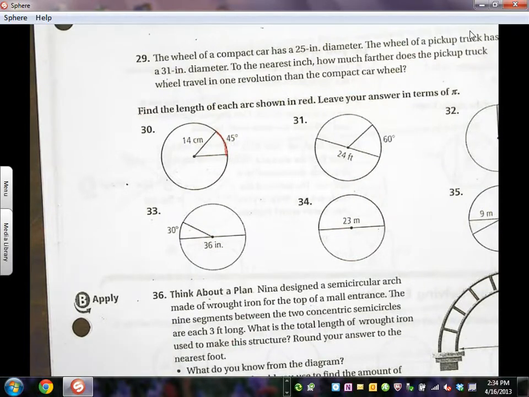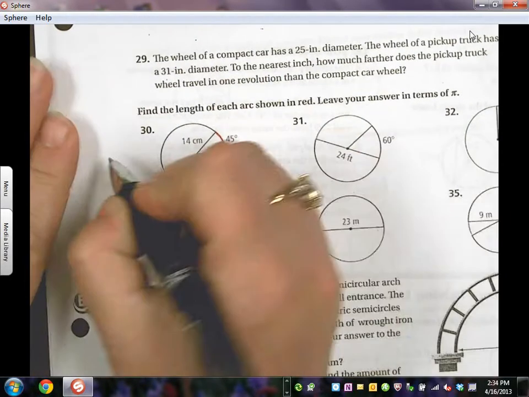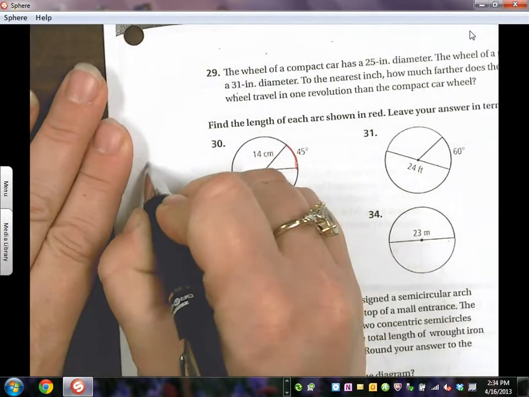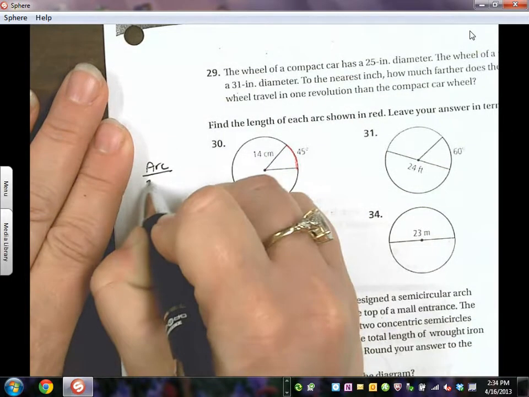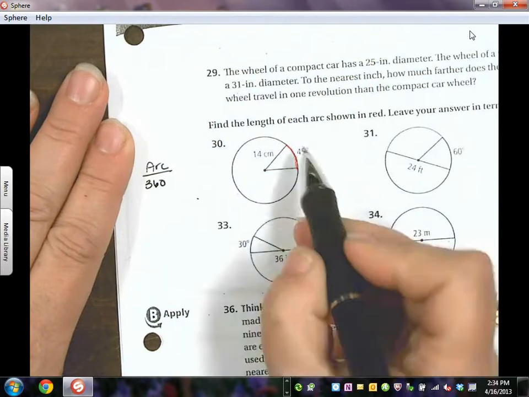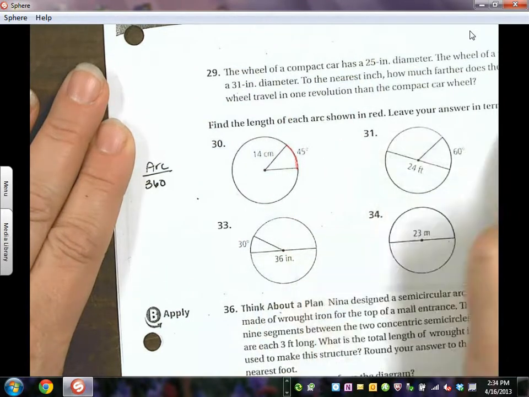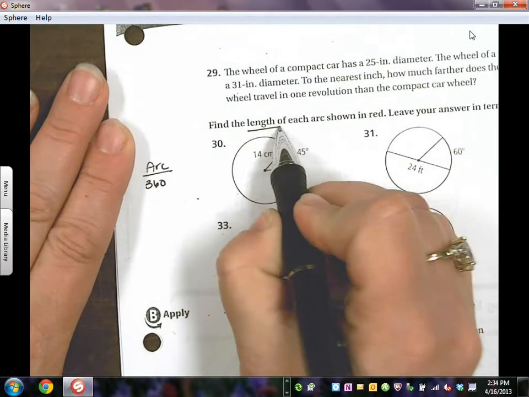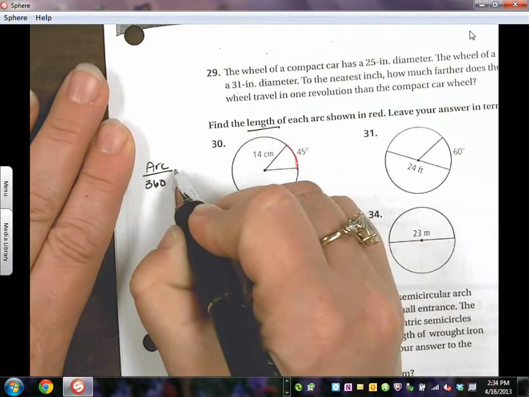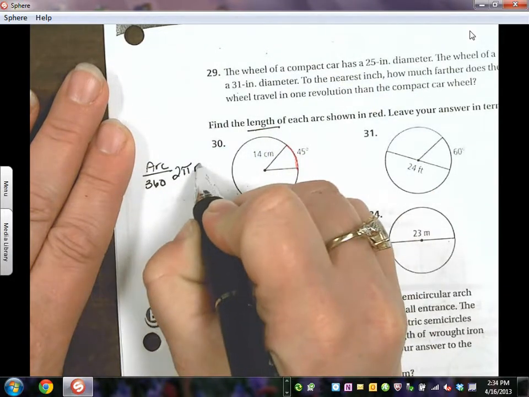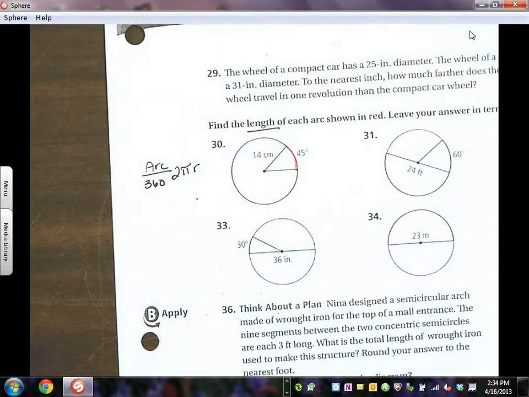The formula is the arc, however big the arc is, out of 360. And for circumference, which is what we're doing here with length, that is 2 pi r. And that's going to give me the length of that line segment. So let's do a practice problem here.